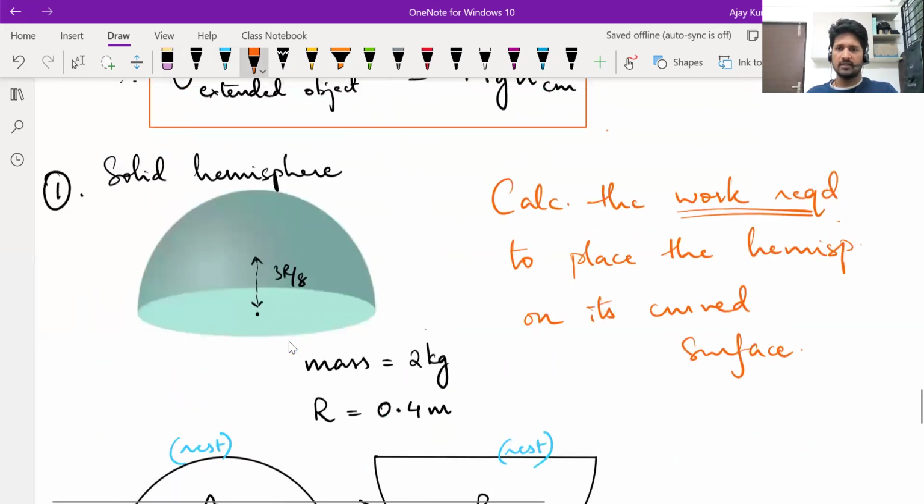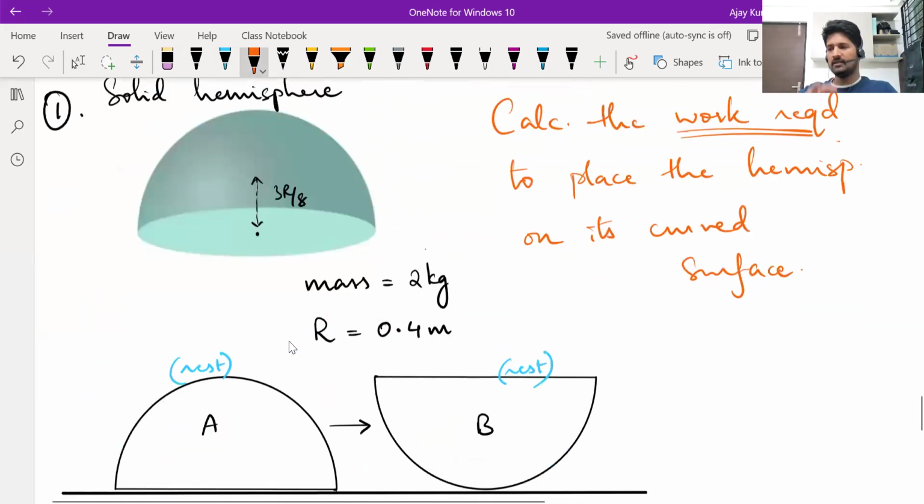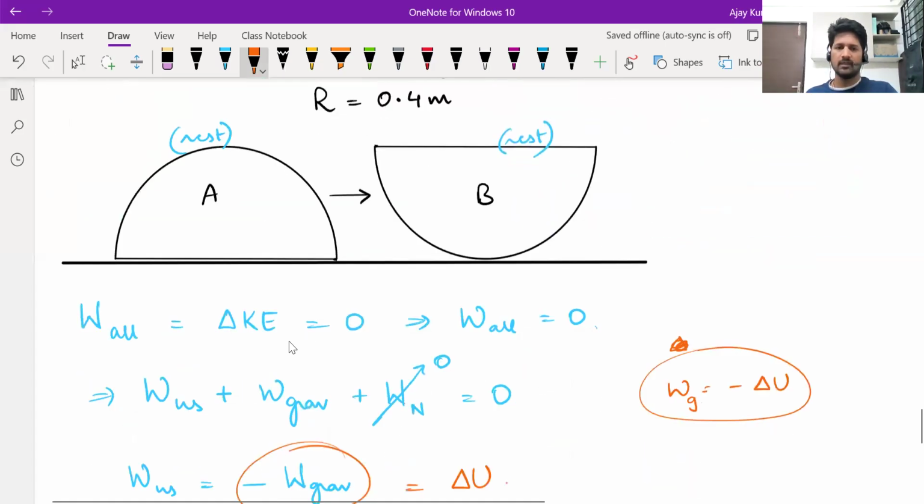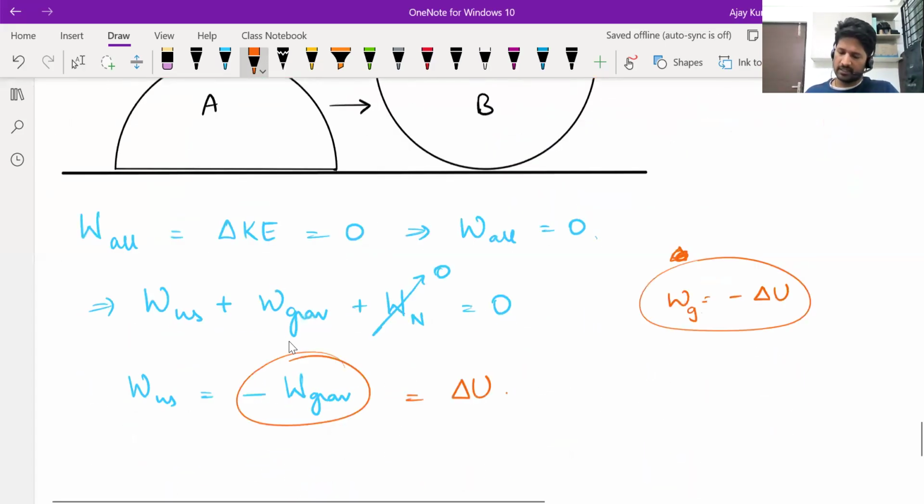Generally, if you are asked a question like this, calculate the work required to do something on a system, it's the work which some person is doing, okay, or some external agent is doing. That is what you need to find out. So yeah, work done by us should be negative of work done by gravity. And because gravity is a conservative force, negative of work done by gravity is nothing but change in potential energy. Therefore, all the work that you need to do is give it the potential energy that is needed.